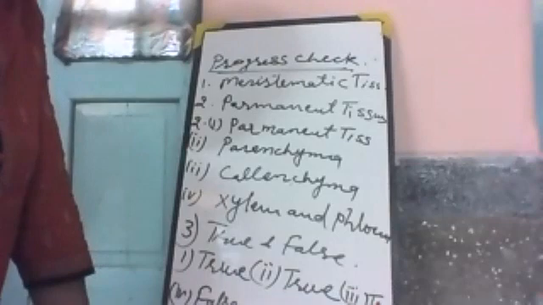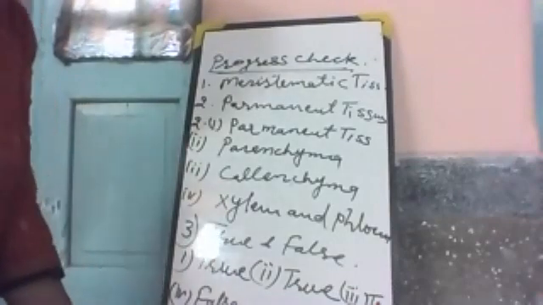These are the tissues present in plants. Have a look at the summary. Summary of plant tissue. There are two types of plant tissue, meristematic and permanent tissue. Permanent tissue is again divided into three parts. First is protective tissue, then supportive tissue and conductive tissue.